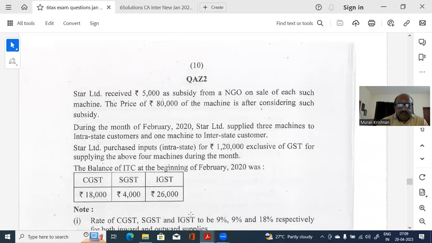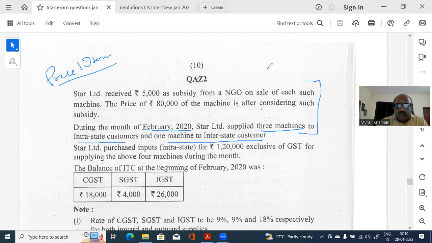During the month of February, this is the price, and it is only the price for one item. That is what they have given. Now he has supplied 3 machines to intrastate, that is within the state, and 1 machine to interstate. So that will conclude the entire exercise relating to output tax liability.